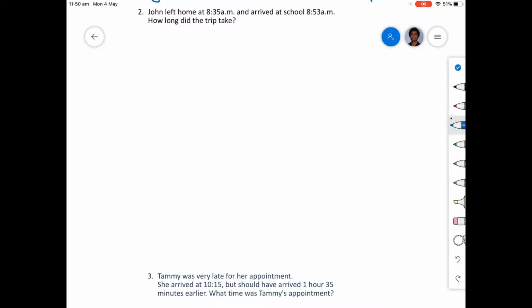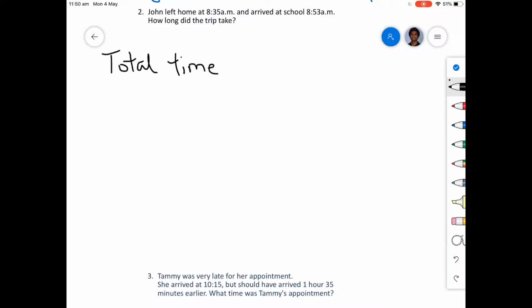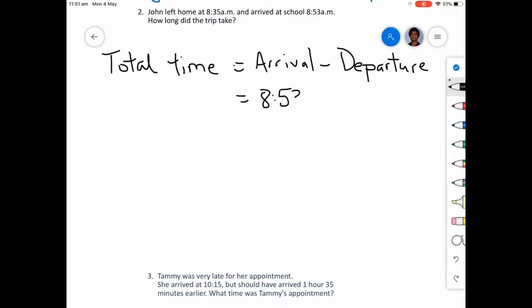Now there are a couple of ways that you can do this. One way that I explained in the previous lesson was to use the formula: total time equals the arrival time minus the departure time. If we did it this way, we would have 8:53 a.m. minus 8:35 a.m., and 53 take away 35 equals 18 minutes. That's a pretty straightforward way of doing it.